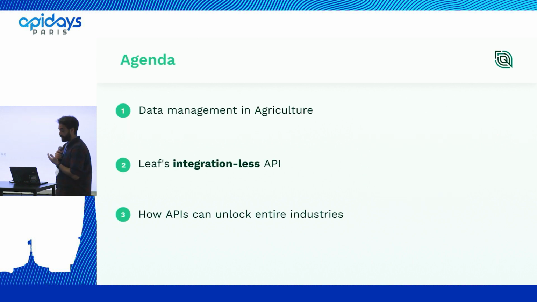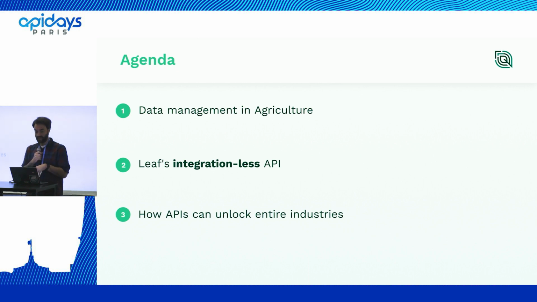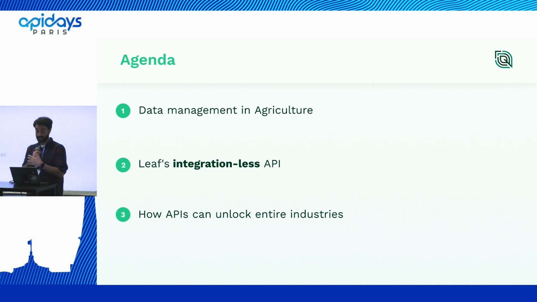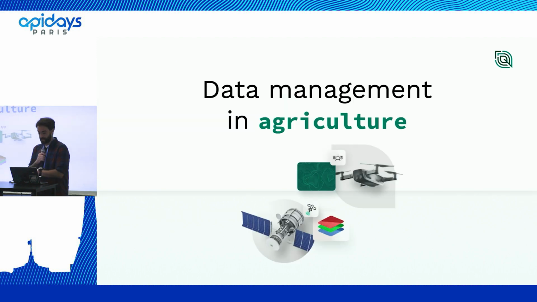I'm talking about data management in agriculture, just to give a context. I will talk about the Leaf integration-less API. Integration-less is a concept that we are building, that we understand can unlock more than just agriculture and can help all other industries to also unlock their data power. So, how is data management in agriculture?